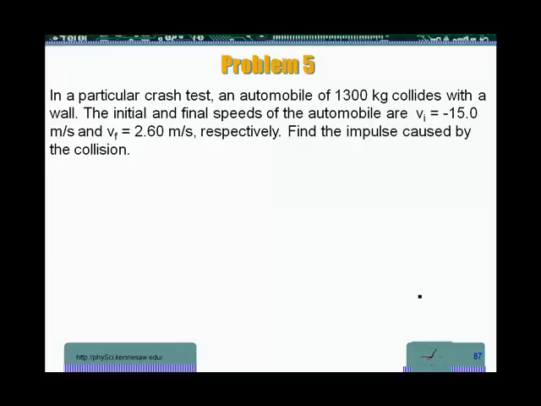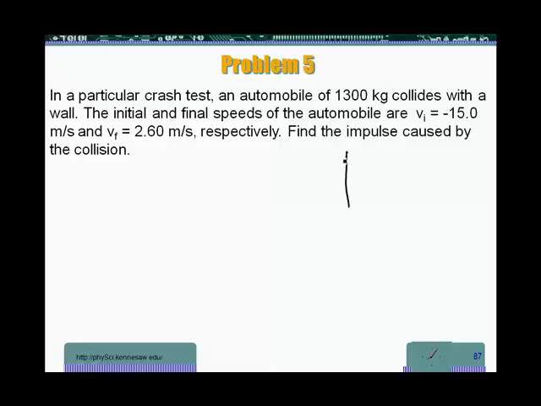Okay, let's work this other example. In a particular crash test, an automobile of 1,300 kilograms collides with a wall. The initial and final speeds of the automobile are VI minus 15 meters per second and VF 2.6 meters per second. Find the impulse caused by this collision.